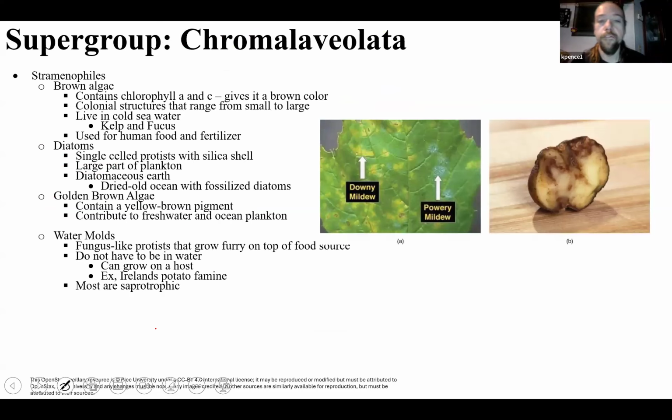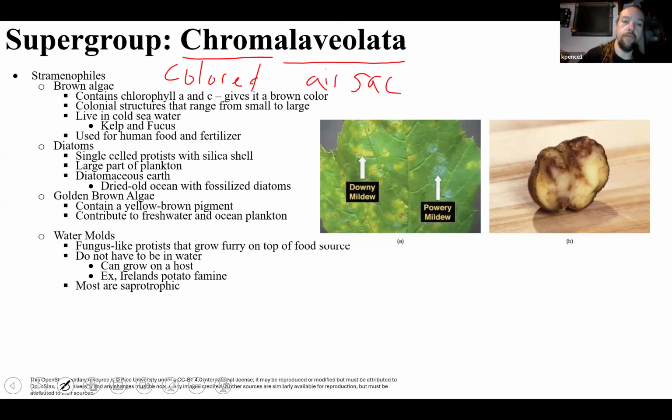Okay, we have our chromoalveolatas. So again, break down the words. Whenever you see chroma, that means colored. And then alveolata means air sac. So these are two big groups. You have your darker colored algae, like your golden algae and your brown algae. And then you have your individuals that form air sacs underneath their plasma membranes, like your ciliates and your parameciums.